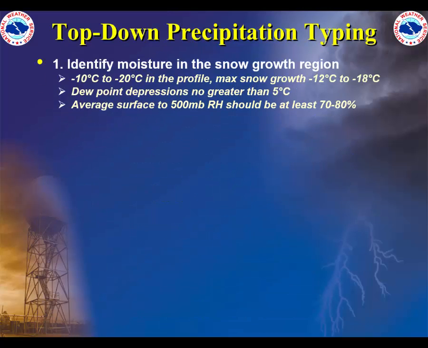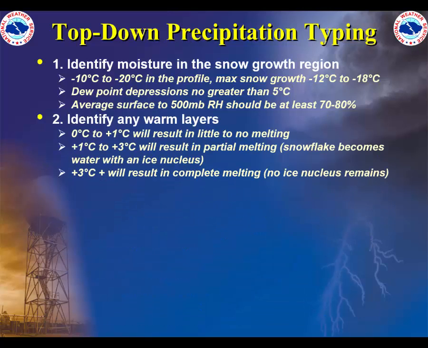But we use generally a 5-step top-down precipitation method. The first step, we need to make sure there's moisture there. We need to see the moisture in the snow growth region. Snow growth region generally between -10 and -20 Celsius. For maximum snow growth, that would be -12 to -18 degrees Celsius. You're going to be looking at a fairly moist profile, so dew point depressions no greater than 5. That's really the best environment. And if you look at surface to 500 millibar relative humidities, that should be pretty high as well in that layer. So once you determine there's enough moisture, look at the warm layers in the profile.